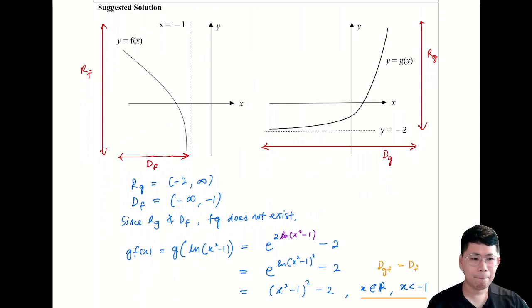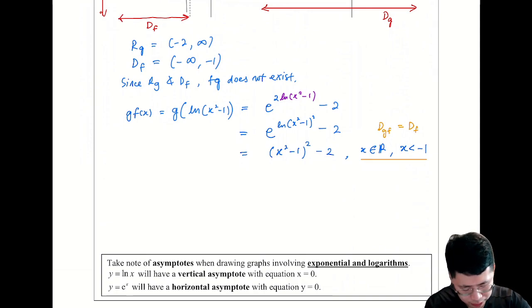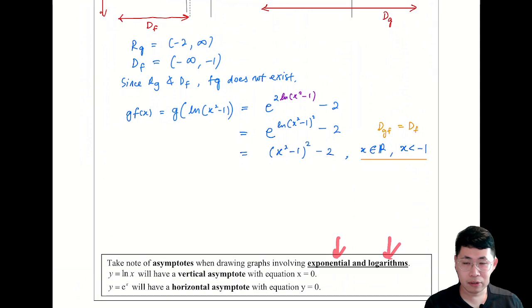Okay. Now, one last thing to take note of is over here. Take note of the asymptotes when you're drawing graphs involving exponentials and logarithms. Because ln x will have a vertical asymptote at x equals 0. e to the power x will have a horizontal asymptote at y equals 0. So you just need to remember that whenever you draw exponential graphs and logarithmic graphs, you should have the horizontal and vertical asymptotes respectively. Okay, so something for you to take note of.